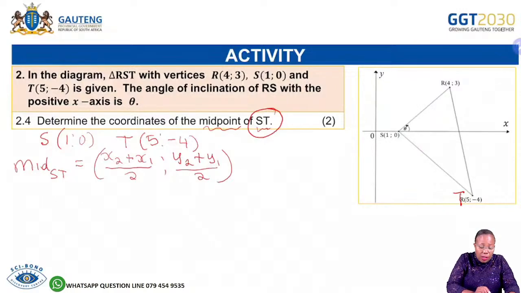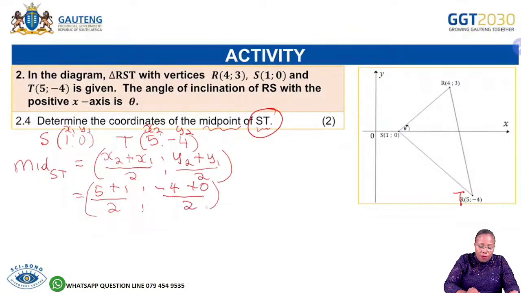And then now we can name our family x1, y1, and then this is the x2 and the y2 family. From that one, we can now substitute. What is our x2? 5 plus the x1 is 1, all over 2, and the y2 is minus 4 plus y1, which is 0, and everything over 2.